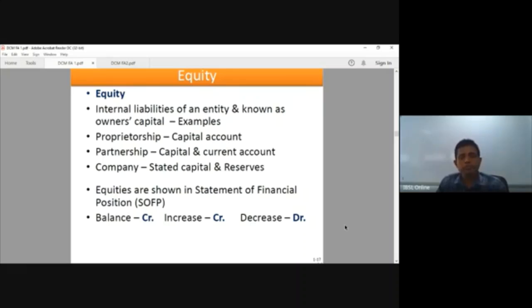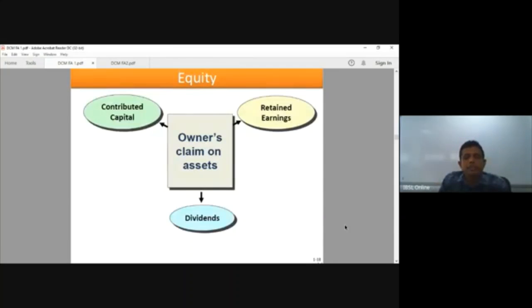We know equity also will be represented in the balance sheet, or stated in the statement of financial position. Balance is credit, increase is credit, decrease is debit. Equity is the owner's claim on assets, contributed capital, retained earnings meaning reserves. Dividends are a deduction of equity. Those are also called equity parts.